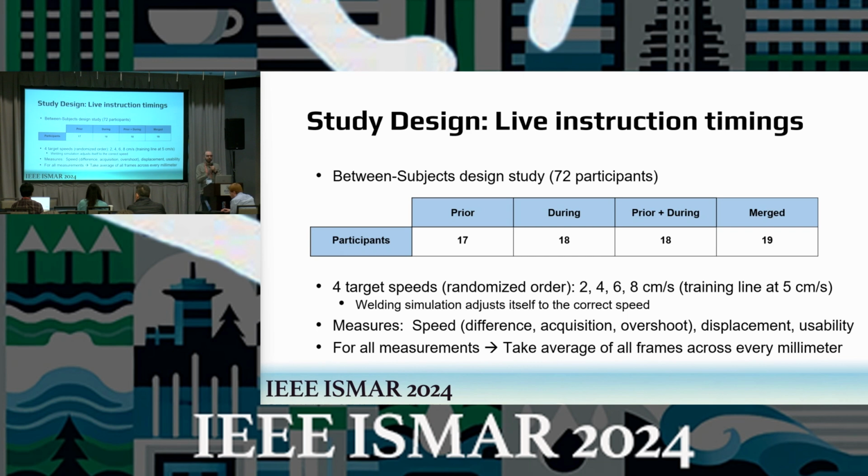We wanted to eliminate that factor, because otherwise it could cause issues, like it not welding at a particular moment if it's not the ideal speed. For the measures, we looked at the speed difference, how far along the line the target speed was acquired, how much overshoot there was once on the correct speed, and also displacement and usability. For every measurement, we take the average of every single frame captured, so that we can divide it up into millimeters of the line and get an average result.